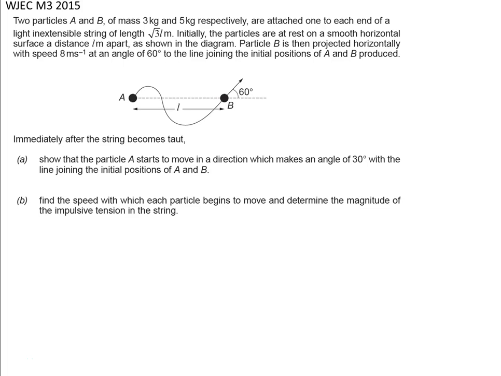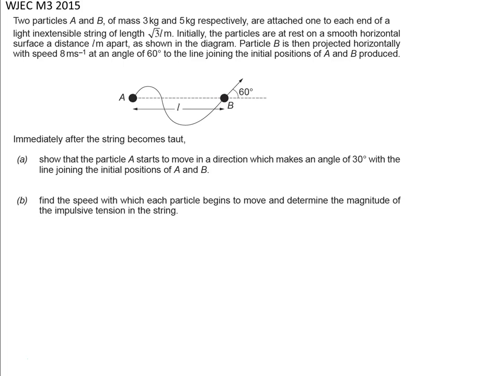We now consider an example from the M3 paper from 2015. We have two particles, A and B, which are attached to each end of a light inextensible string of length √3 times L. Initially the particles are at rest on a smooth horizontal surface a distance L meters apart as shown in the diagram. Particle B is then projected horizontally with speed 8 meters per second at an angle of 60 degrees to the line joining the initial positions of A and B produced.